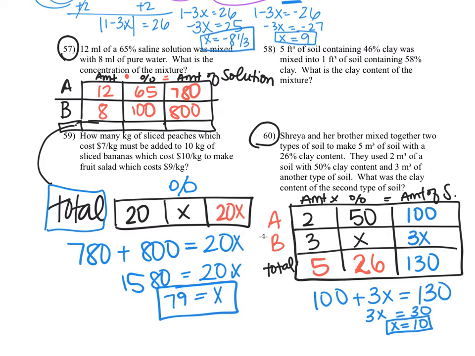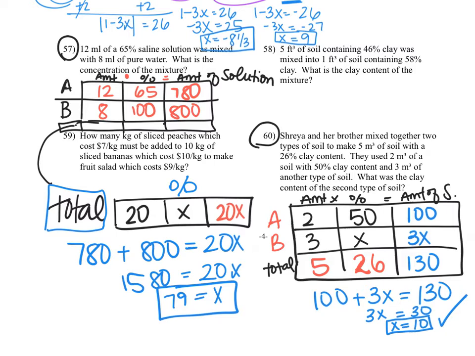And so let's go back to the question. It says, what was the clay content of the second type of soil? So I don't have to do anything else, and that is my answer. So hopefully now you're able to do a little bit more of these mixture problems. Let's move on to the next type of word problems. Actually, let's do one more.